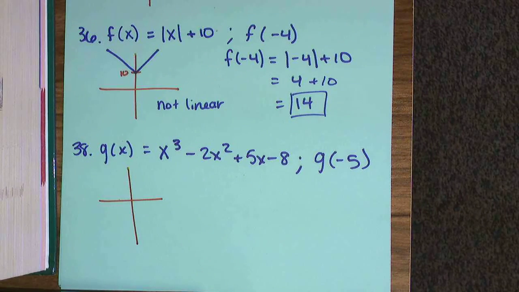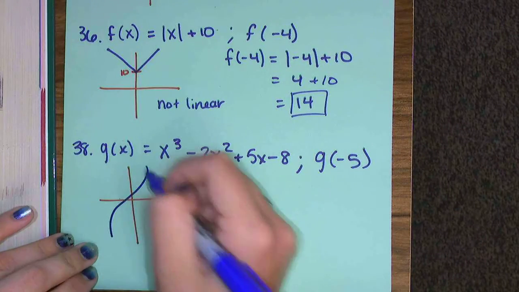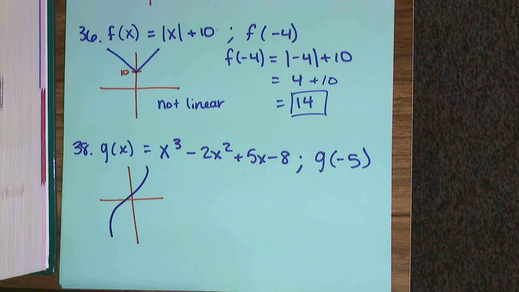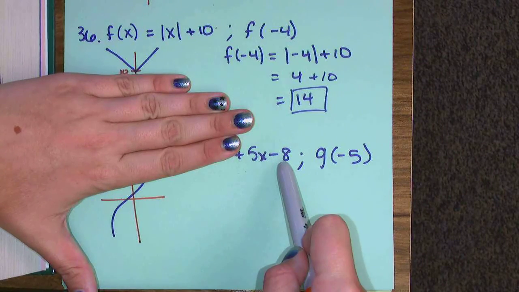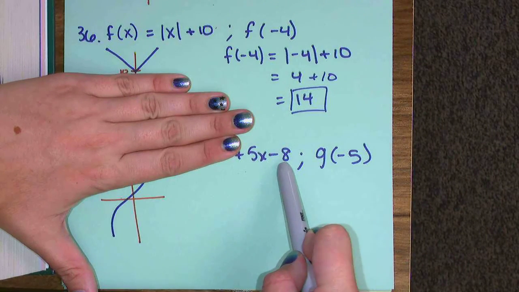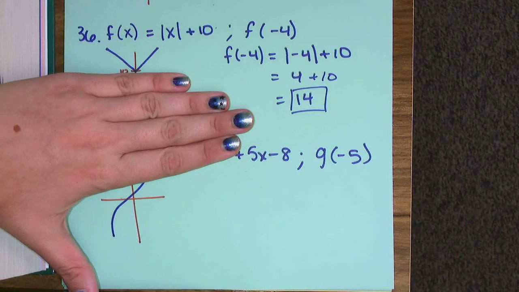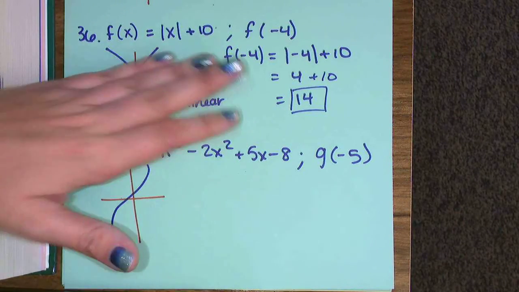A cubic function. This is obviously going to be a weird cubic function, but I'm just going to draw what the parent cubic function looks like. It looks something like that. Is that a straight line? No, so it is not linear, because it's not in the form mx plus b or mx minus b. If I took this part off and just had 5x minus 8, it would be linear. It's just linear with a negative b. So this is not linear.